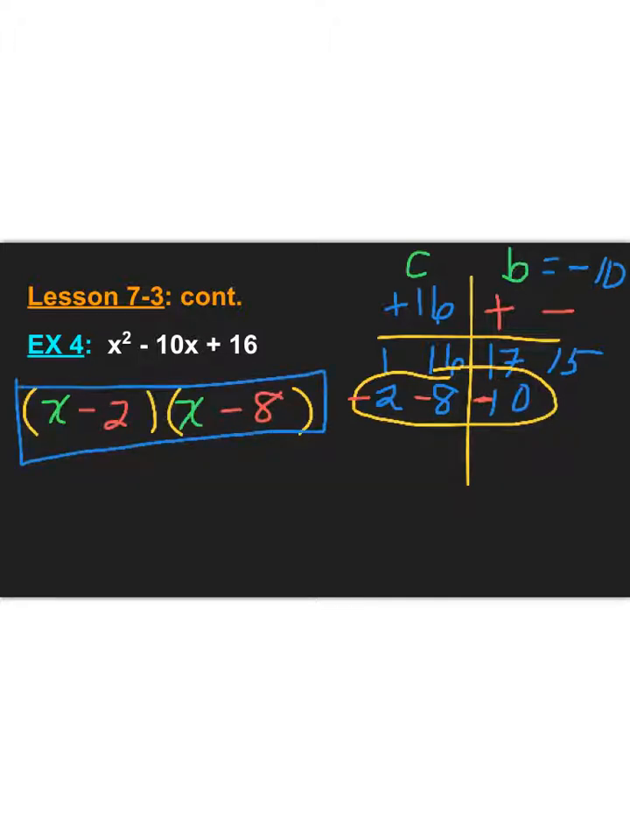Let's multiply just to double check. So x times x is x squared. X times -8 is your -8x. -2 times x is -2x. So a -2x and a -8x do add to give you -10x. A negative times a negative is a positive, and 2 times 8 is 16. There, it works. Example 5 coming up.